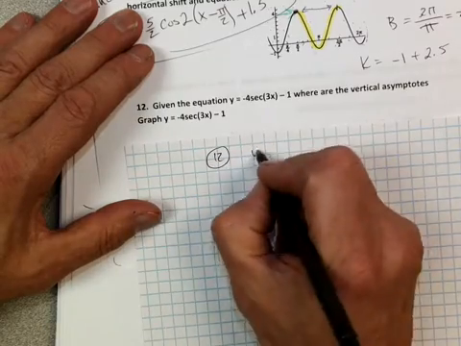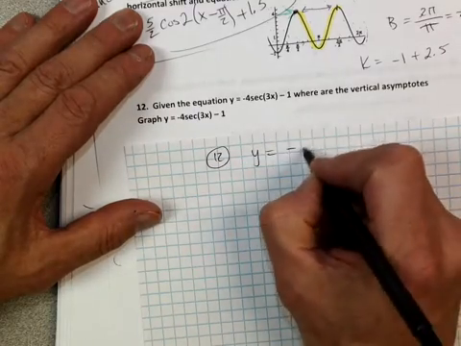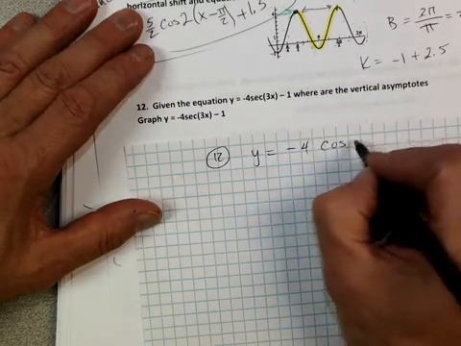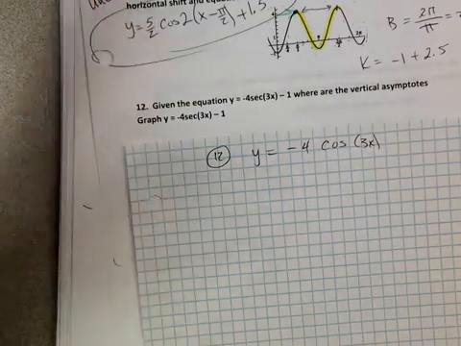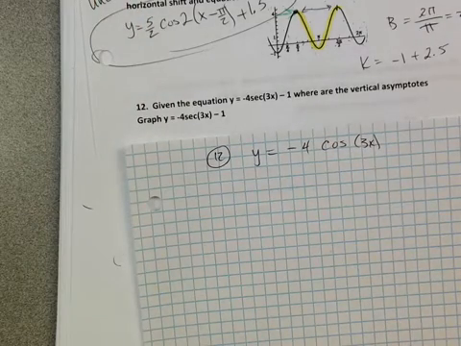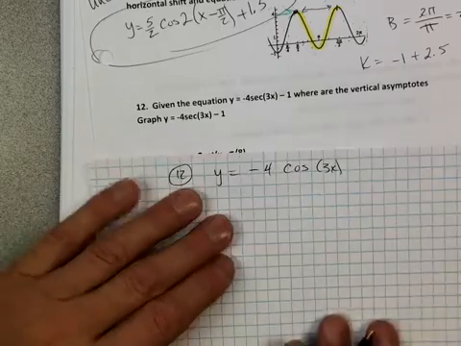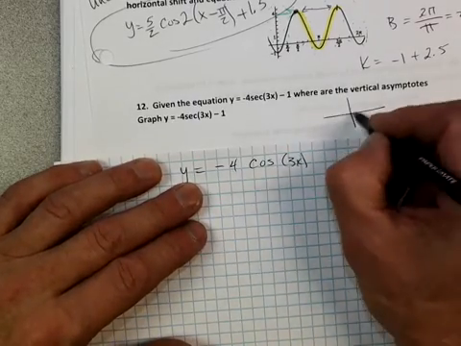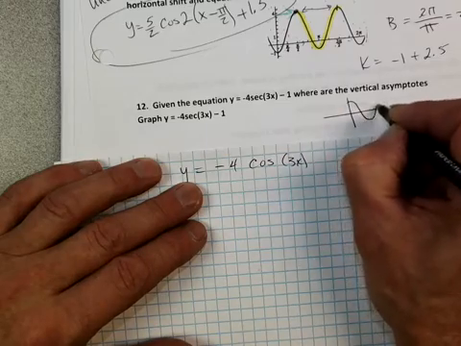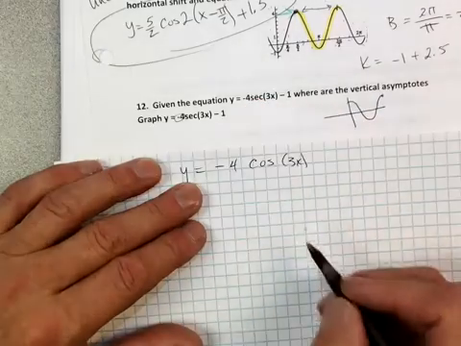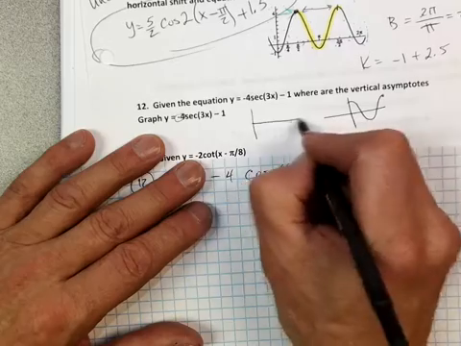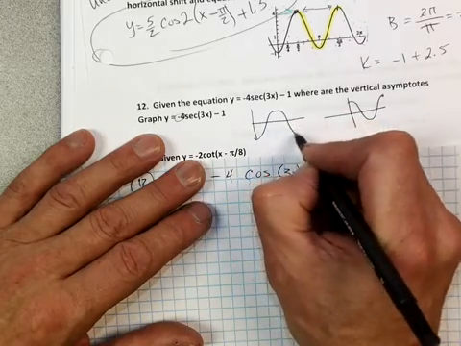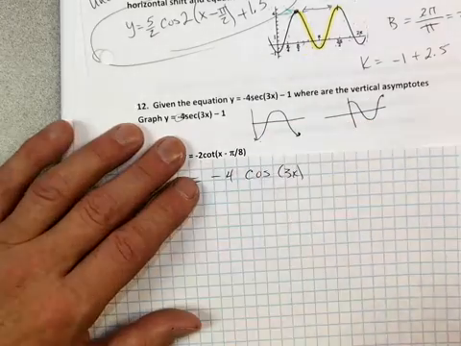First, I'm going to graph y equals negative 4 cosine of 3x. And then I'll change it into a secant, and I'll move it. So what does a cosine curve look like? Well, a cosine curve looks like this, except this one's negative, so it's going to look like this. An upside down cosine curve looks like this.